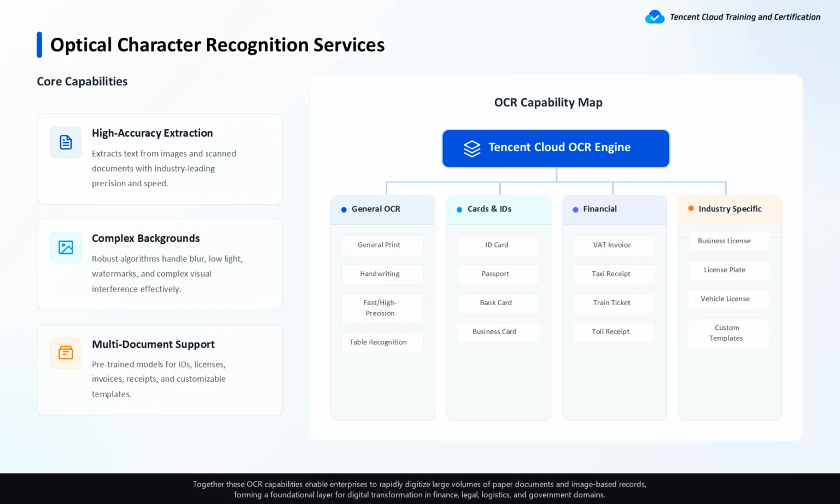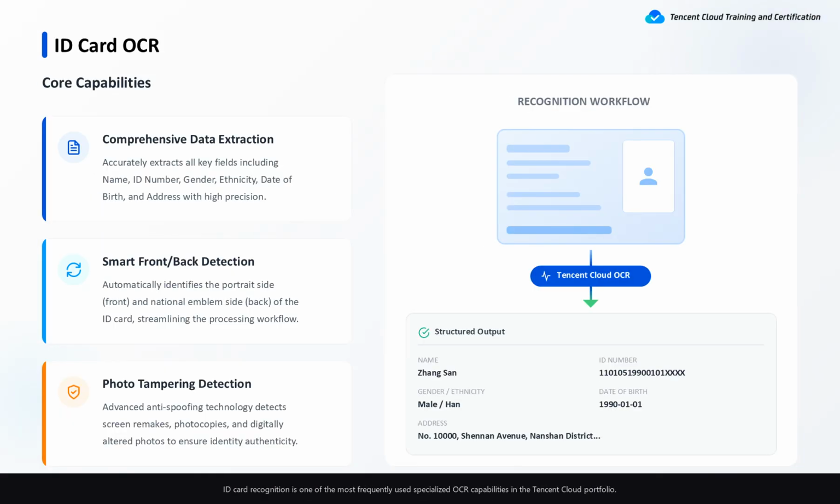Specialized recognition services are deeply optimized for specific scenarios. ID card recognition is one of the most frequently used specialized OCR capabilities in the Tencent Cloud portfolio. It automatically identifies and extracts all key fields from identity card images: name, gender, ethnicity, date of birth, residential address, and ID number, returning results in a structured JSON format that can be directly written to business databases without manual reentry. The service accepts JPG, PNG, and PDF format inputs and includes anti-forgery detection capabilities that identify photocopies and screenshots rather than original documents, providing an additional layer of security for scenarios requiring genuine document verification.